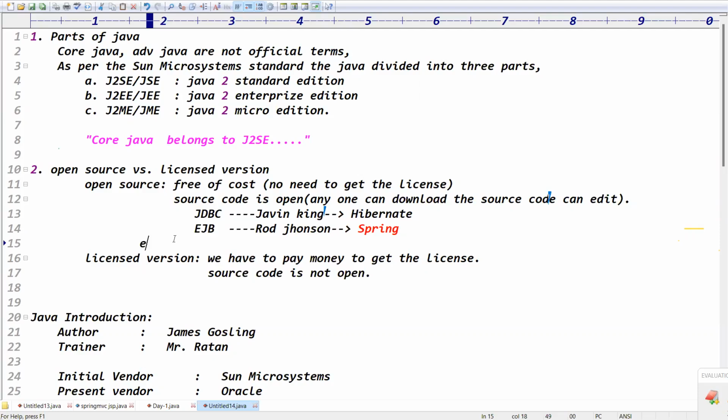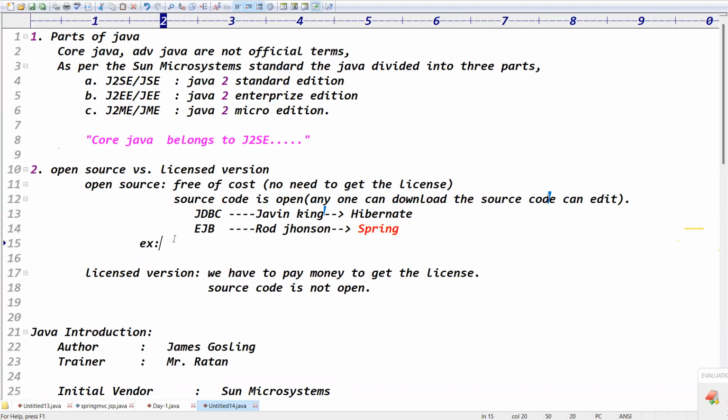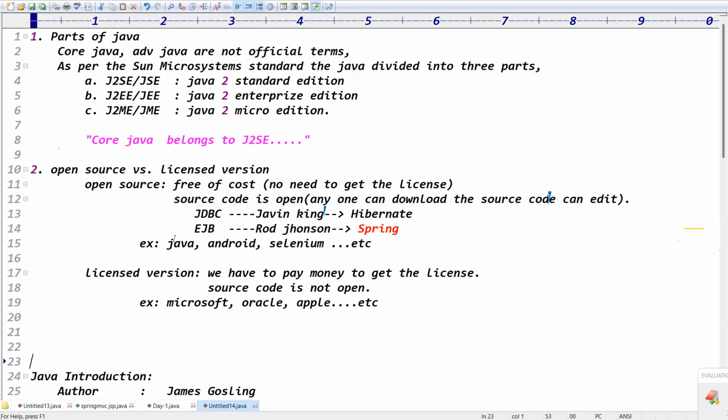So what are the best examples of open source? Java is open source, Android is open source, and Selenium is open source. Java, Selenium, Android, etc. License versions are what? Microsoft products, mostly all license versions. Oracle products, license version. Apple products, license version, etc. Finally, we decided Java is what type of software? Java is what type of language? Java is open source, right? Exactly.